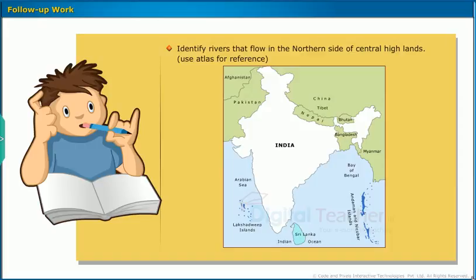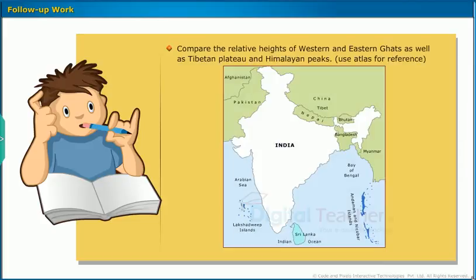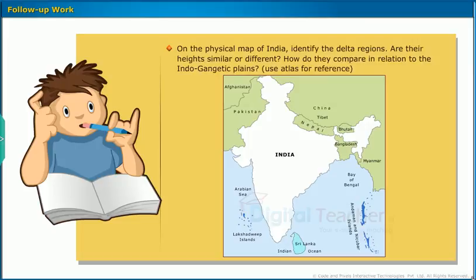Identify rivers that flow in the northern side of the Central Highlands. Compare the relative heights of Western and Eastern Ghats as well as Tibetan Plateau and Himalayan peaks. On the physical map of India, identify the delta regions. Are their heights similar or different? How do they compare in relation to the Indo-Gangetic Plains?